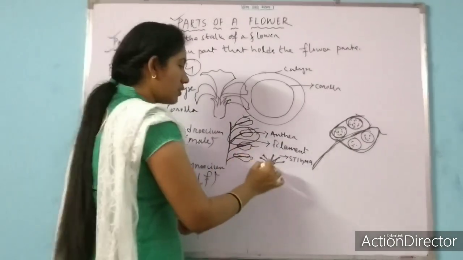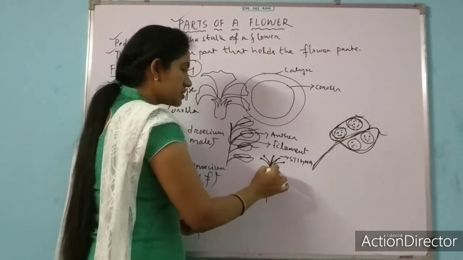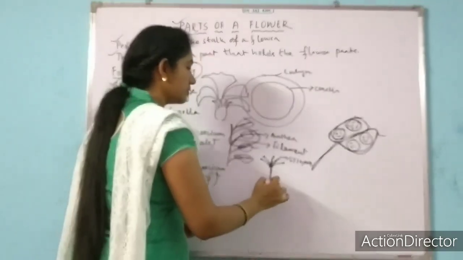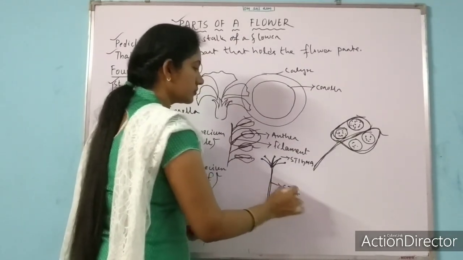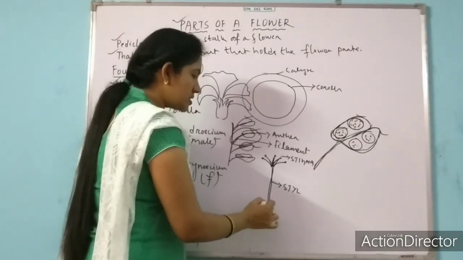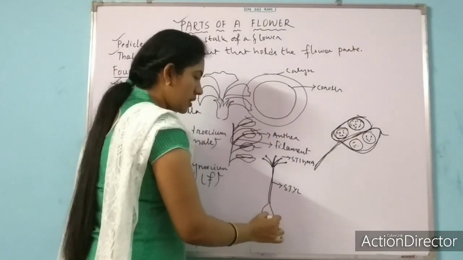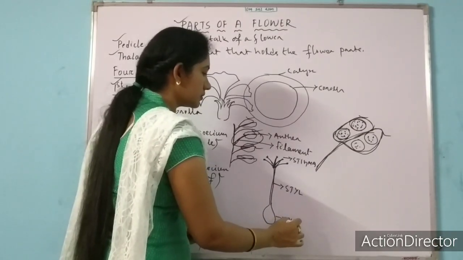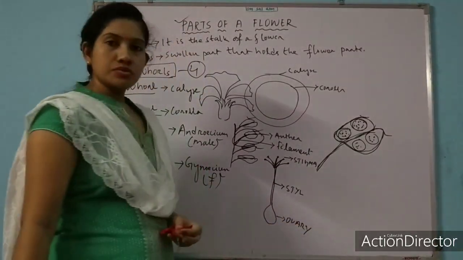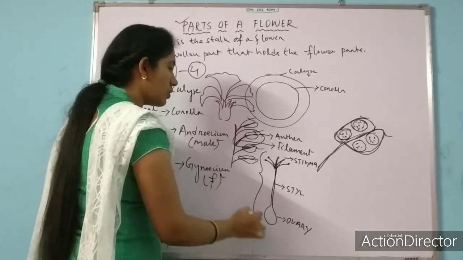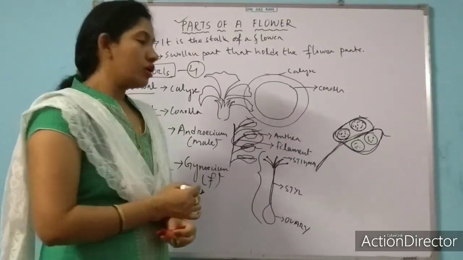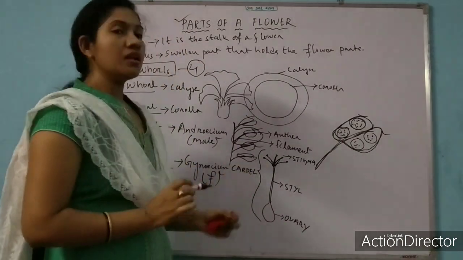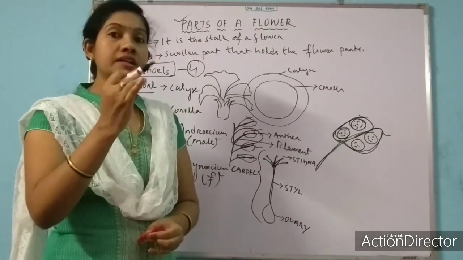Stigma. Now stigma forms a long thread-like structure. We call it a style. And at the end of the style, it forms a swollen base. We call it ovary. So collectively, all these we call carpel or pistil.